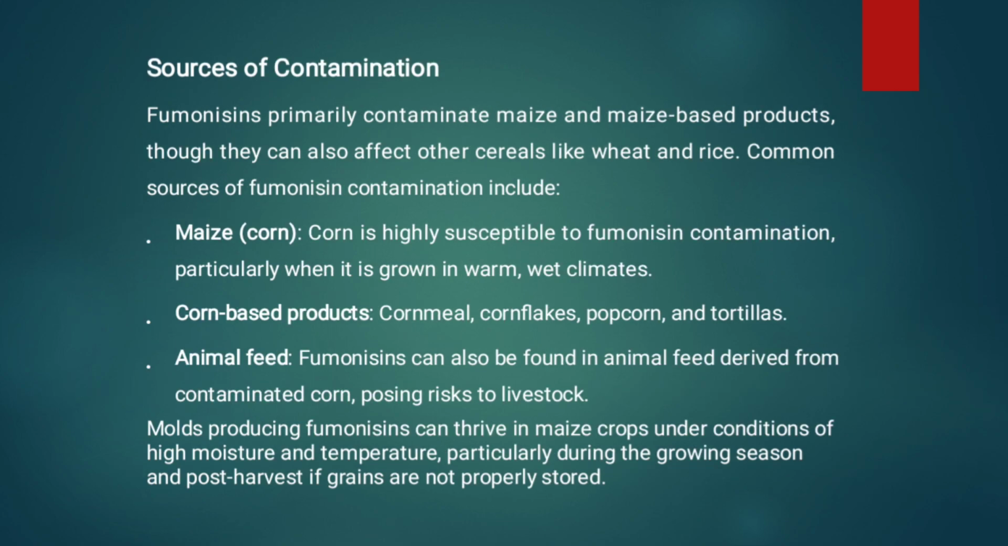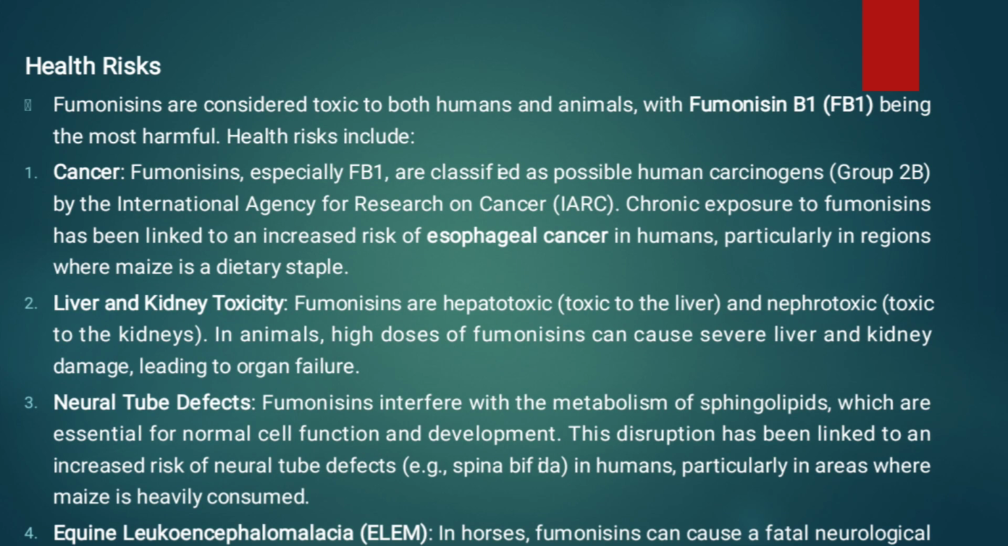And the sources and contamination of fumonisins are maize. Corn is highly susceptible to fumonisin contamination, particularly when it is grown in wet climates. Corn-based products like cornmeal, cornflakes, popcorn, and tortillas. And animal feed. Fumonisin can also be found in animal feed derived from contaminated corn, posing risk to livestock. And the health risk caused by fumonisins is cancer.